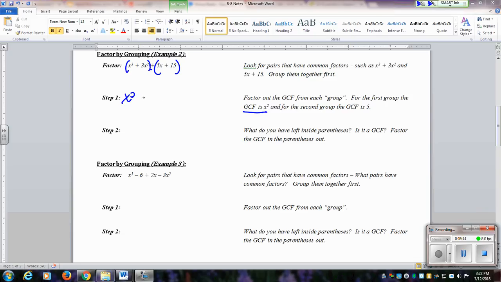Okay, and I'm going to look at what's left inside here. If I take an x squared away from x cubed, that leaves me with just an x. And then if I take the x squared away from 3x squared, it leaves me with just a positive 3.